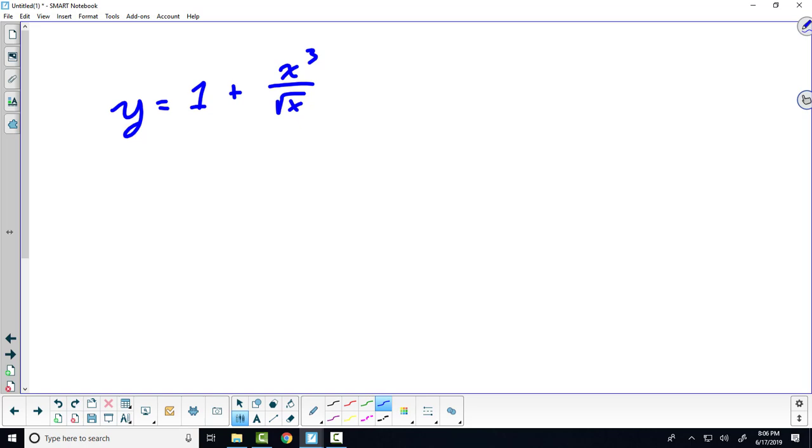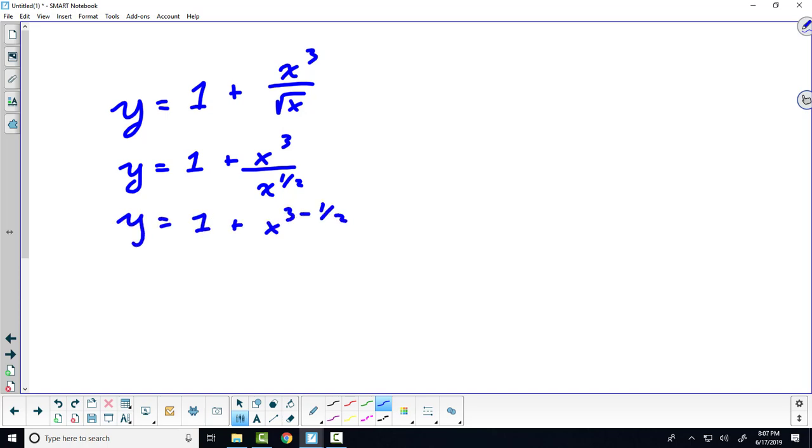Okay, let's clean that up a little bit. That's y equals 1 plus x to the 3rd over, how could I rewrite a radical? I could write it as a fractional exponent, right? So it's x to what power? X to the 1/2 power, right, folks? How do you divide by exponents of like bases? You subtract their powers. That gives us y is equal to 1 plus, how do I go ahead and write the number 3 so I can combine it with the fraction 1/2? I write it as 6/2, right? Minus 1/2.